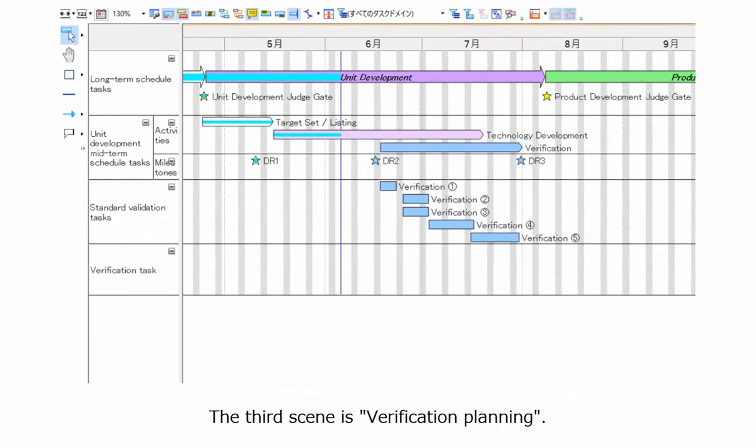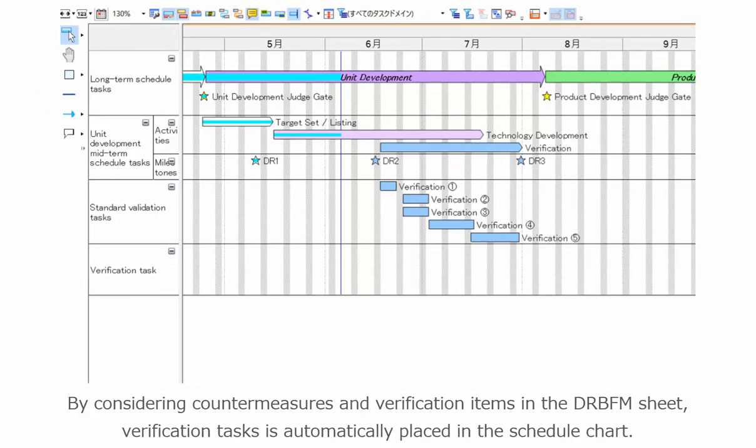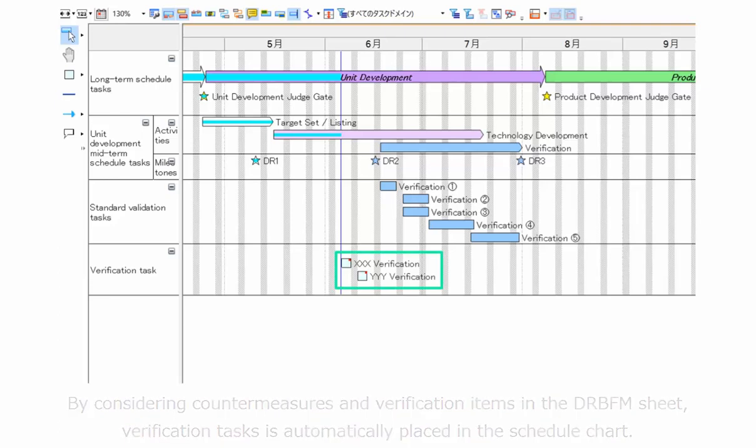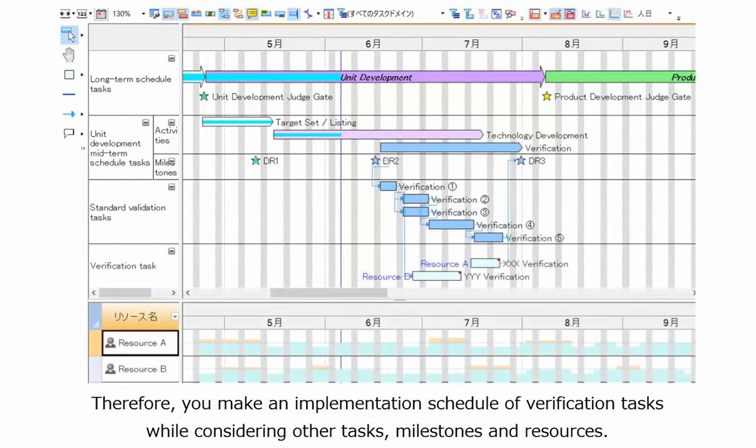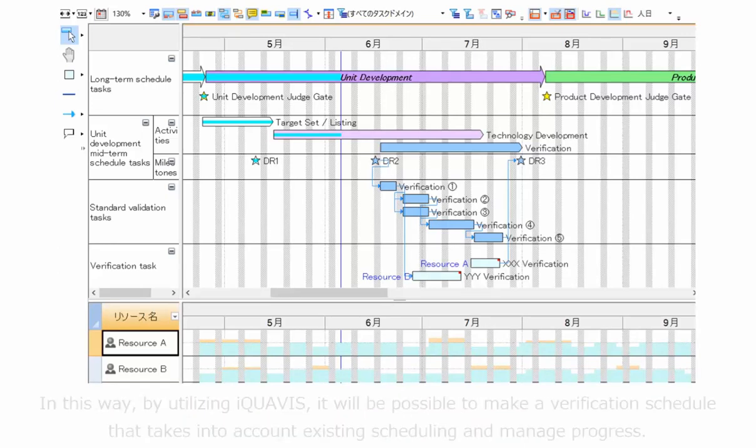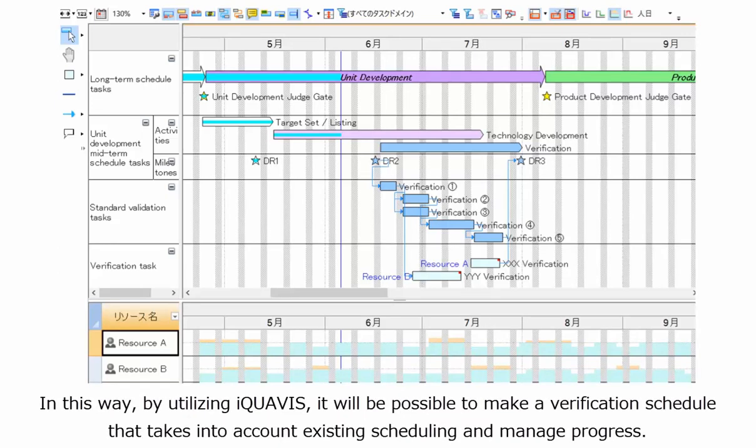The third scene is verification planning. By considering countermeasures and verification items in the DRBFM sheet, verification tasks are automatically placed in the schedule chart. Therefore, you make an implementation schedule of verification tasks while considering other tasks, milestones, and resources. In this way, by utilizing iQUAVIS, it will be possible to make a verification schedule that takes into account existing scheduling and manage progress.